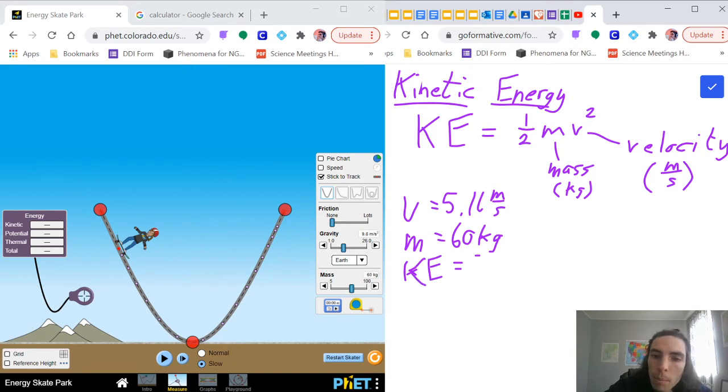So let's plug in the stuff that we know. Kinetic energy is equal to 1/2. And for 1/2, you'll see how I plug it into a calculator. I always recommend using decimals in our calculations, because using fractions puts us at risk of making order of operations mistakes. So I'm always going to use decimals, 0.5 instead of that half. But 1/2 times the mass of 60 kilograms times 5.16 as our velocity, and then squared.